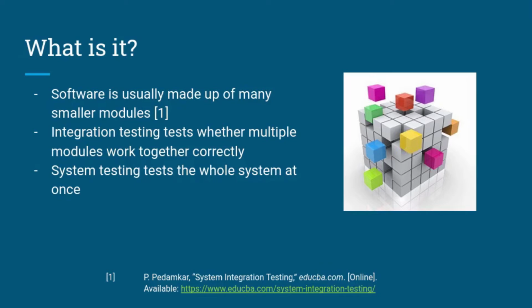Integration testing is the process of testing whether modules will collectively perform the correct function when they are put together. System testing is the process of testing the whole system at once to ensure that all the modules together perform the correct function. These two testing activities ensure that a modular application works correctly once everything is put together.